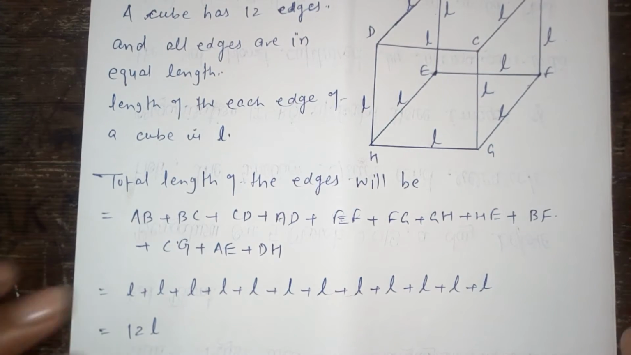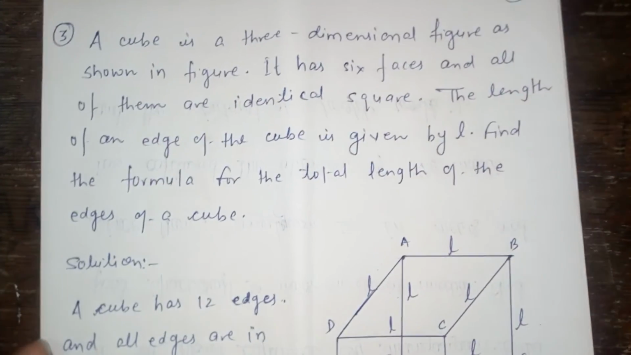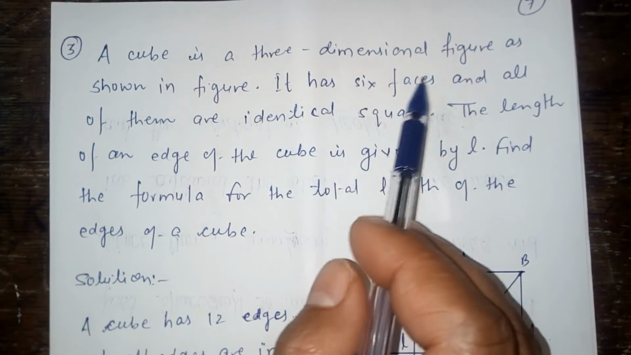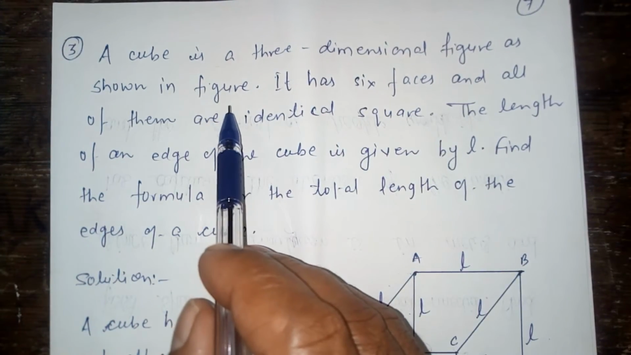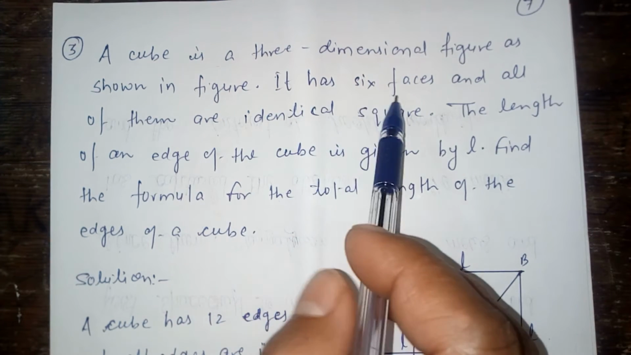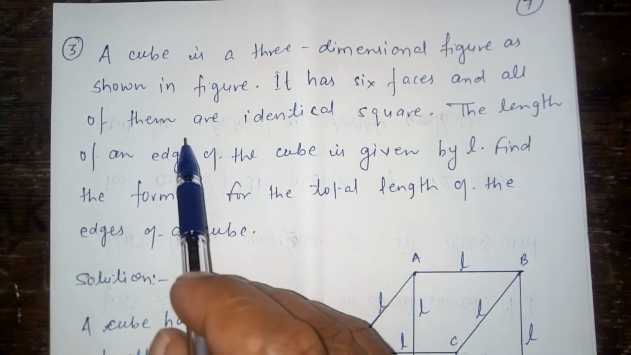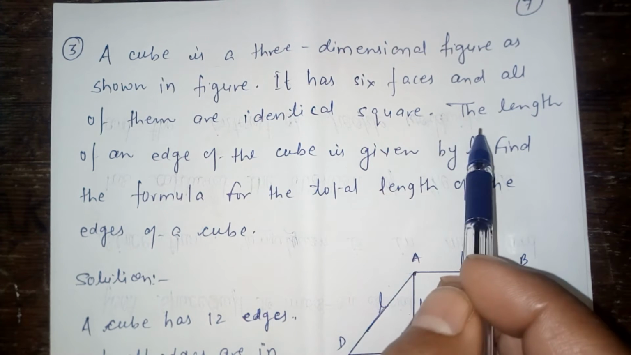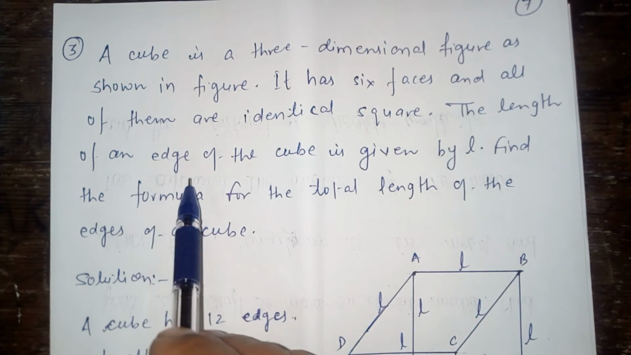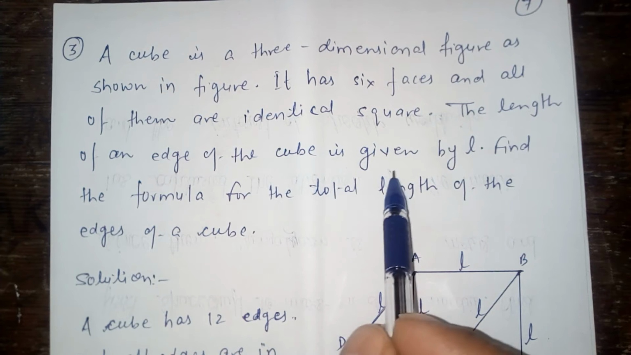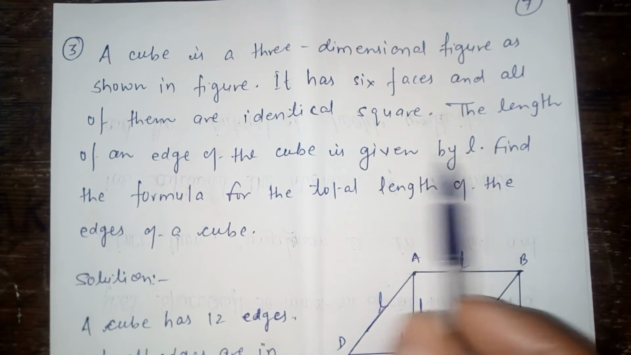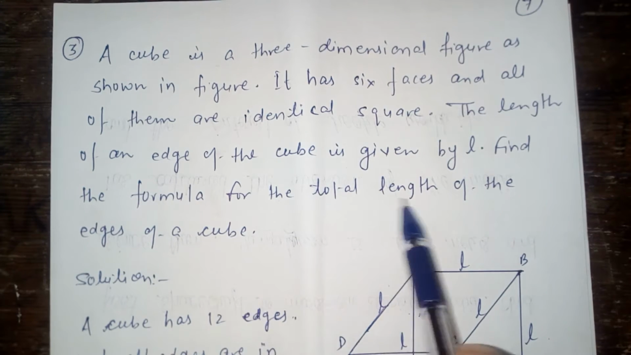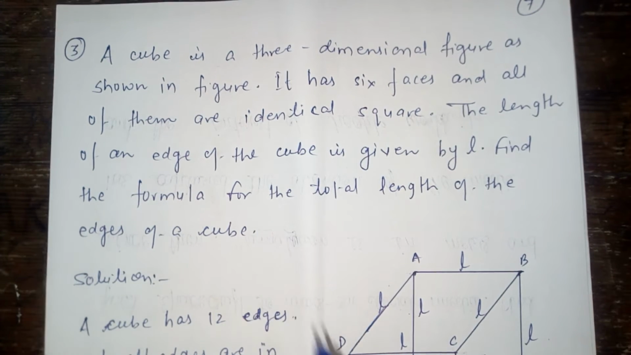Again, my dear students, your question is: a cube is a three-dimensional figure as shown in the figure. It has 6 faces and all of them are identical squares. The length of an edge of the cube is given by L. Find the formula for the total length of the edges of the cube.